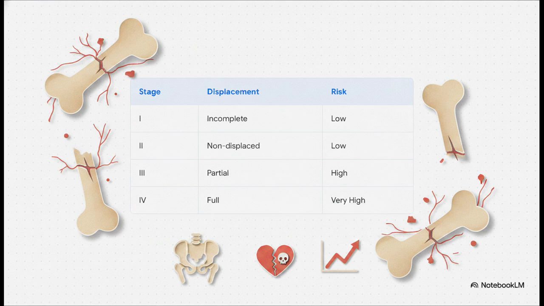Stage 1 is incomplete and stable. Stage 2 is complete but non-displaced. But look at Stage 3. It's a complete fracture with partial displacement causing a varus shift. Because those fragments are partially opposed but shifted out of place, they physically tear the retinacular vessels, jacking up that AVN risk to around 30%. And Stage 4, that's fully displaced, so the risk is very high.